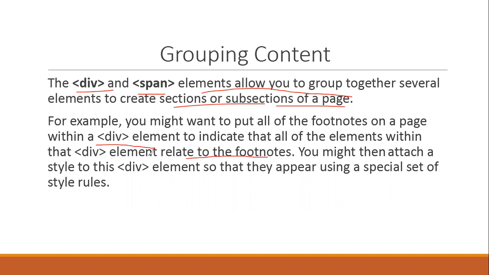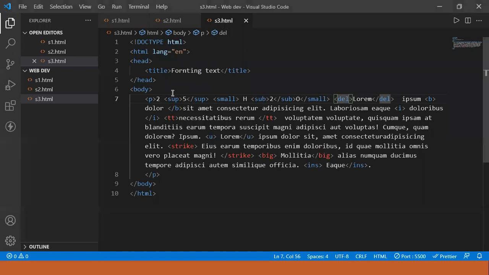So you might attach a style to the div element so that a special set of rules applies there. What this line is saying is that if we want to create a footer below the website, we can put all those elements inside one tag. So that one tag will be the div tag. So basically, how is the div tag used?